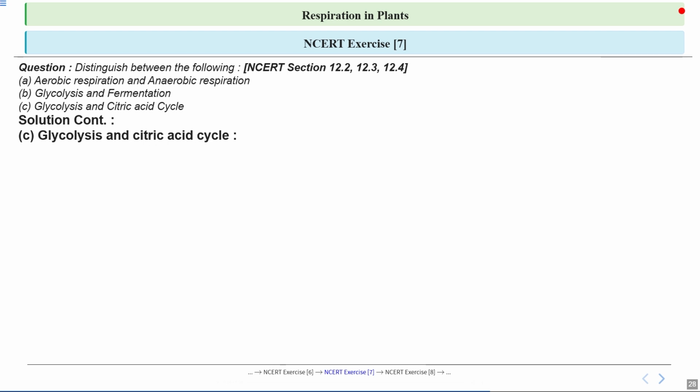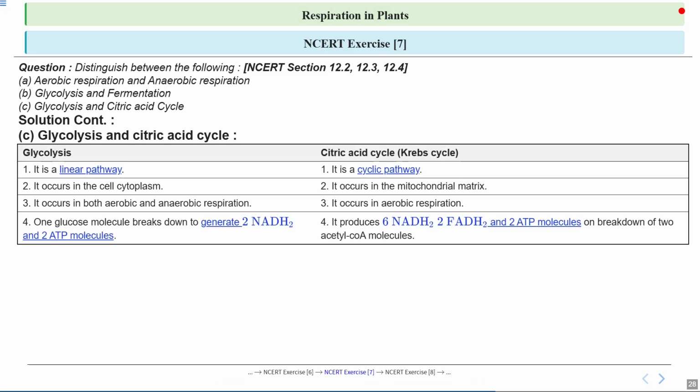Next, we will differentiate between glycolysis and citric acid cycle. Now, glycolysis is a linear pathway starting from glucose to the end product pyruvic acid. Whereas citric acid cycle, which is Krebs cycle, is a cyclic pathway. That is, in case of Krebs cycle, oxaloacetic acid is regenerated, which then undergoes condensation again with acetyl coenzyme A to produce citric acid.